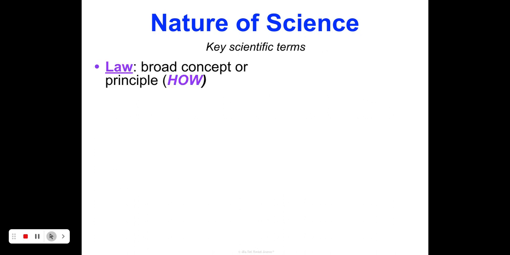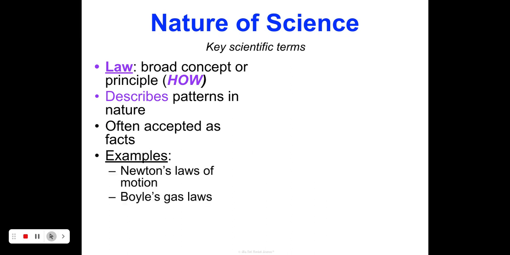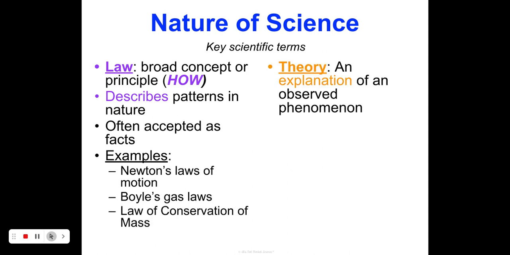A law is a broad concept or principle. Laws usually explain how something happens. They describe patterns in nature. They are often accepted as facts. Examples are Newton's laws of motion, Boyle's gas laws, the law of conservation of mass.